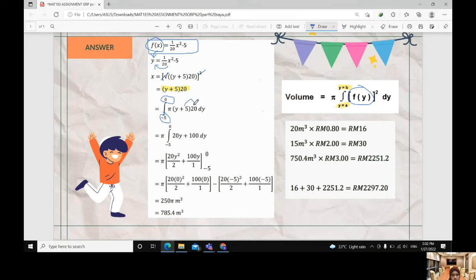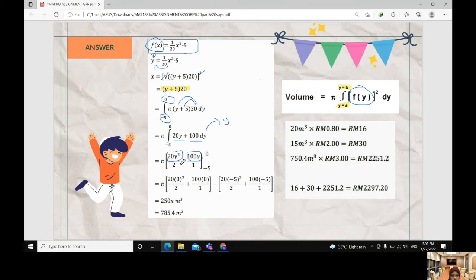After that, we must multiply the 20 with y and the 20 with 5. Then we get 20y and 100. Then we must multiply it again with y. So we get 20y squared and 100y. Then we must divide it by the power of y. The power of y here is 2, so we must divide it by 2. And the power of y here is 1, so we must divide it by 1. And we can move this value to here.